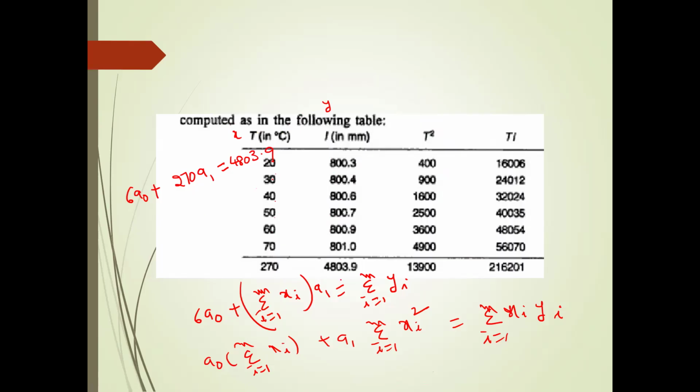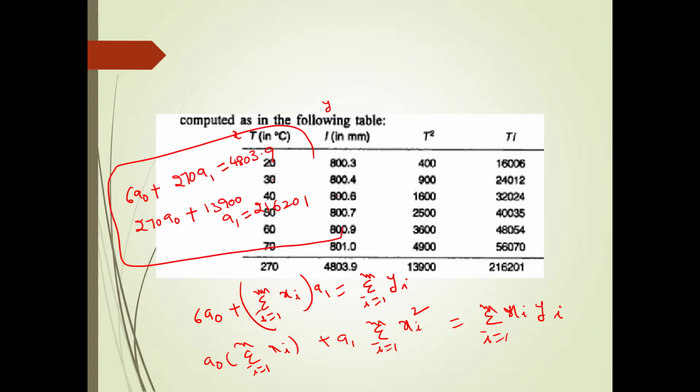Next one is A naught into sigma i equals 1 to M xi. So that is 270 A naught plus 13900 A1 is equal to 216201. So I want to solve this type of equations. Okay. So for this I need a scientific calculator.